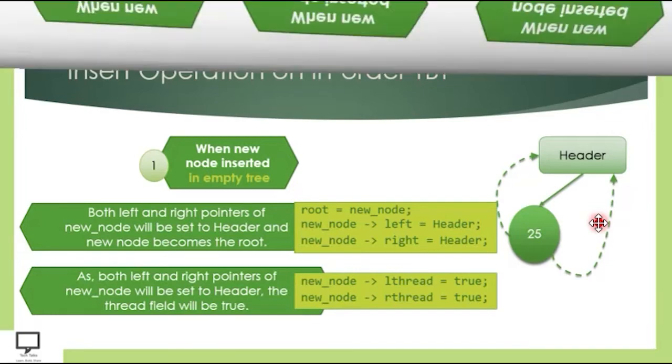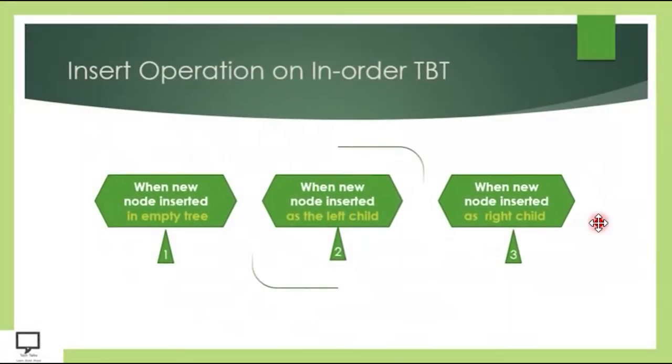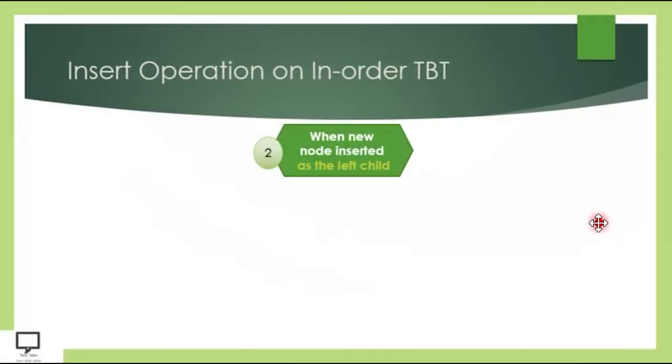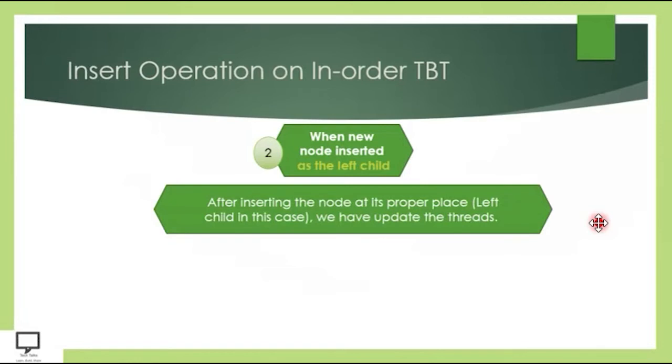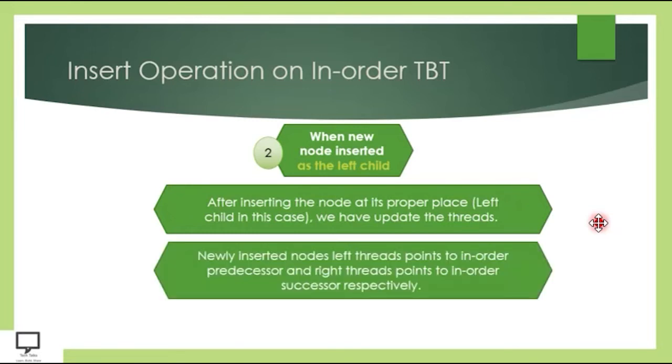Now let's consider the second case, when we are going to insert a left child. So let's insert the left child. After inserting a node at its proper position, here in this case as a left child, we have to update a thread as we have seen previously. Whenever we perform the insertion operation on a threaded binary tree, it is just the same as the insertion operation of a binary tree or a binary search tree.